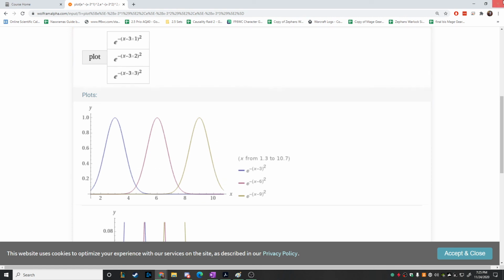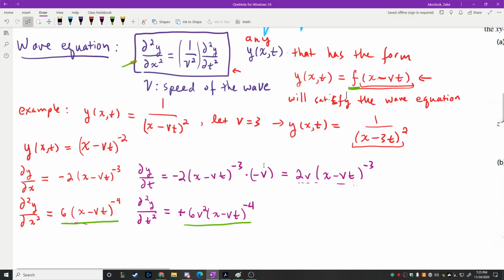Okay, so that function would also satisfy the wave equation. It would have been a little easier to do too, probably. Yeah, maybe, I don't know. All right, so there we go.